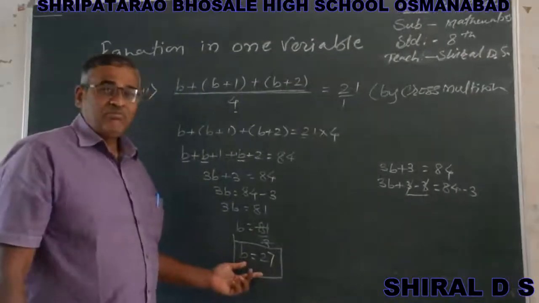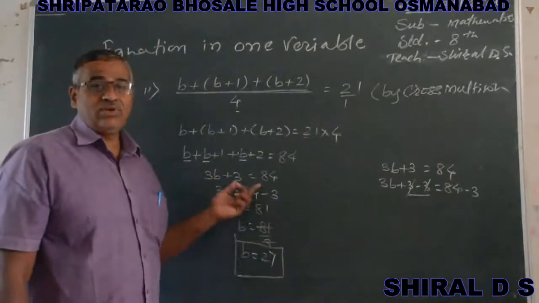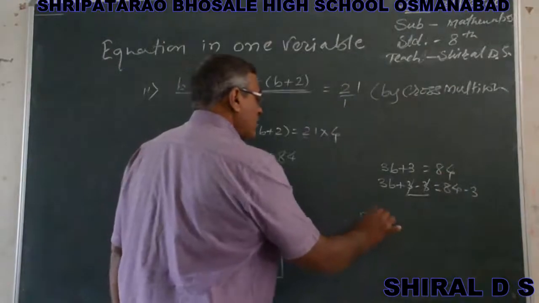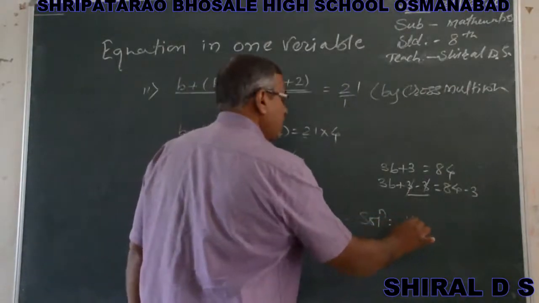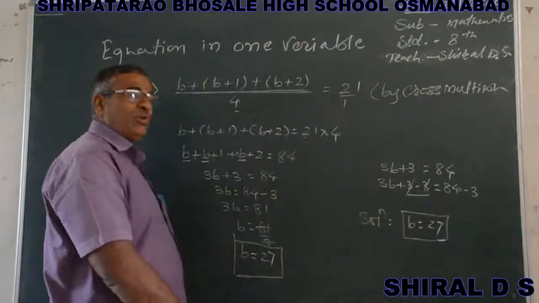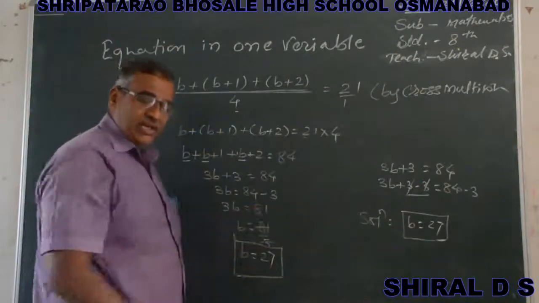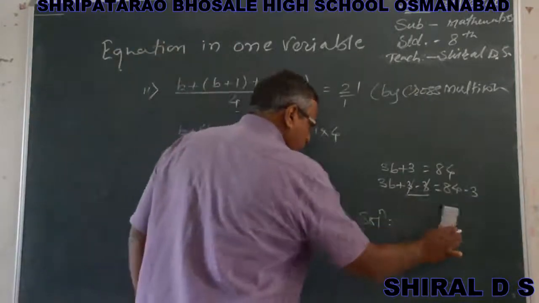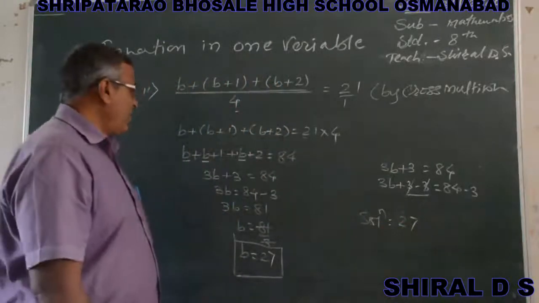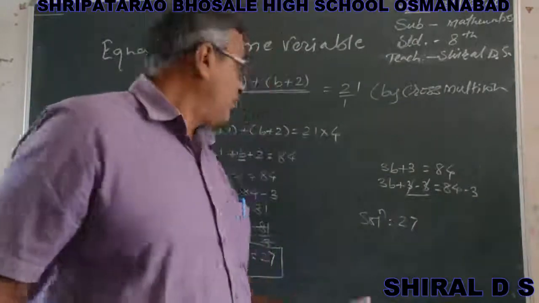It means b is the solution of the given equation, 27 is the solution. Therefore the solution is b is equal to 27. As the solution we can also write only 27. If the solution is written, not b is equal to 27 but only 27, it is also correct. Then we use this method.